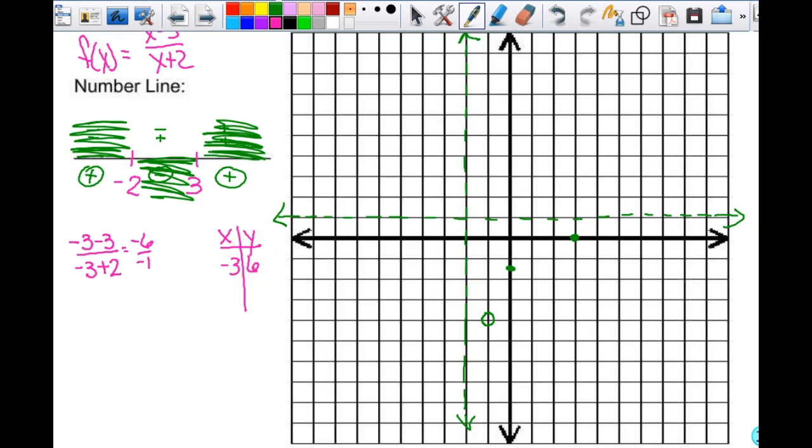So I can go graph that, and I can go to -3. 1, 2, 3, 4, 5, 6. Well, I don't know that that point really helps me that much, because here's what I know. It could come really close to the asymptotes like this, or it could swing way far out like this. Like, I feel like I need another something.